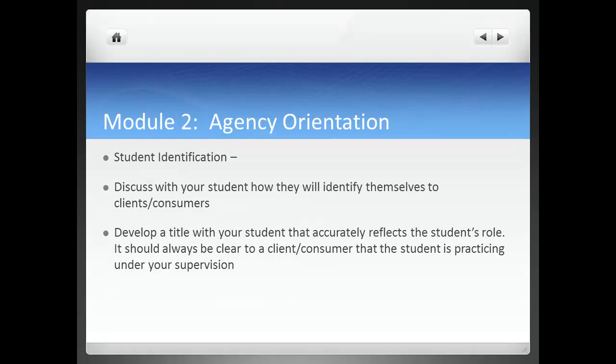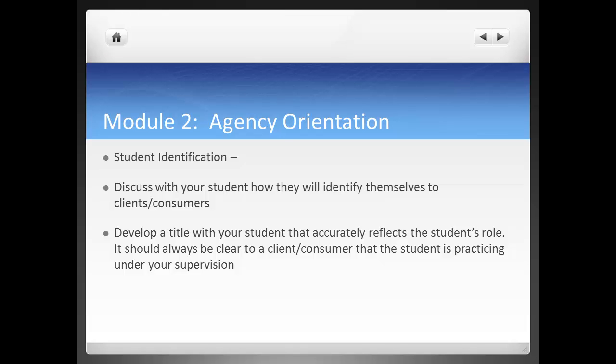It's important also to discuss with your student how they will identify themselves to clients or consumers that they're working with. It's important to develop a title that your student can use and that accurately reflects their role. It should always be clear to a client or a consumer that the student is practicing under your supervision.